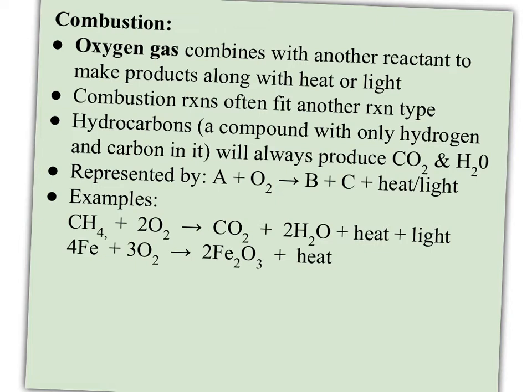So a combustion reaction can be represented by A plus O2 yields B plus C plus heat or light. And heat or light may or may not be included on the product side, because technically heat and light are energy, so they're not matter. But the one thing that has to be included is on the reactant side, you have to see oxygen in its elemental form, the diatomic gas, being combined with another reactant.